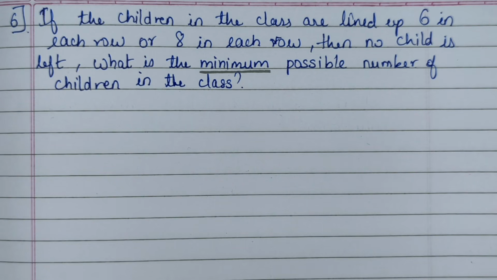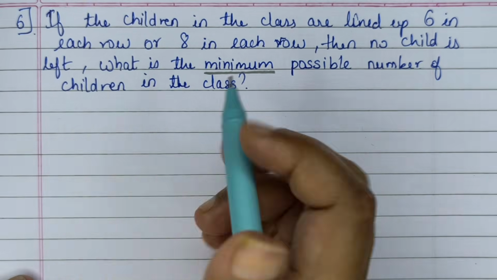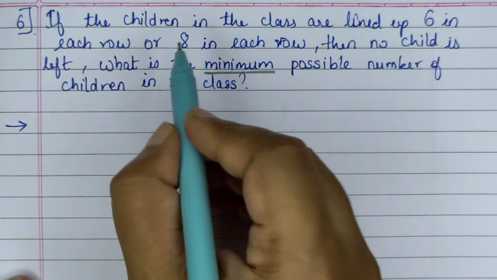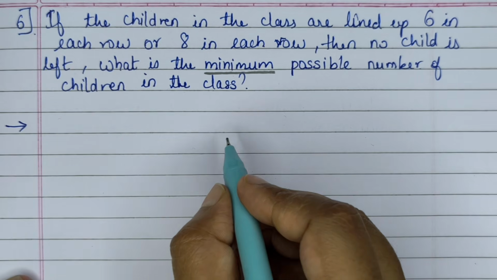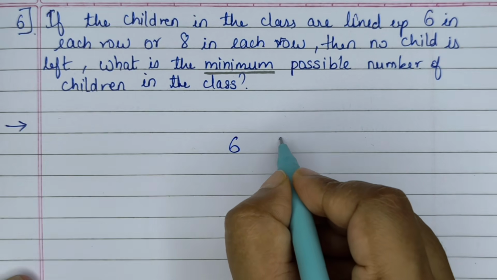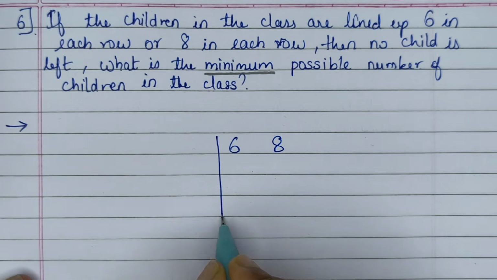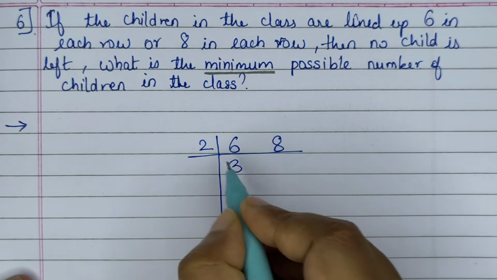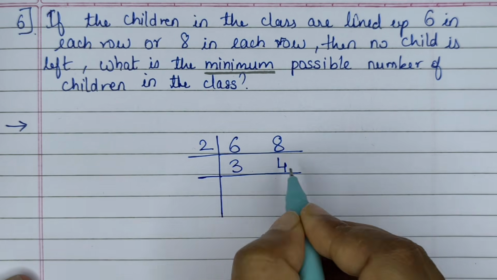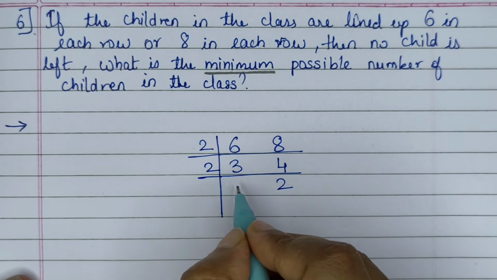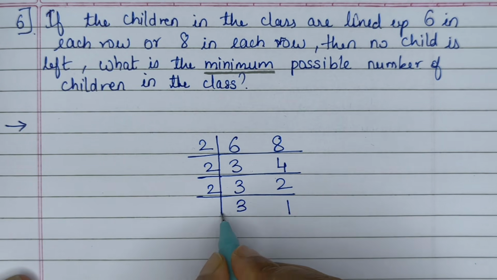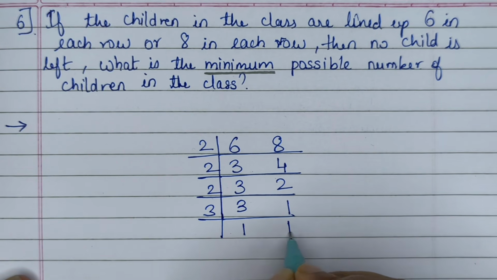Okay, so minimum possible number of children in the class. Children in the class are lined up 6 in each row and 8 in each row. That means we will first find out the LCM. Minimum means LCM. LCM of 6 and 8. Understood? Now see 6 and 8, you can take 2 times table. 2 3s are 6, 2 4s are 8. Again 2 2s are 4. Bring this 3 down. 2 1s are 2. Bring this 3 down. And then we can take 3 1s are 3.